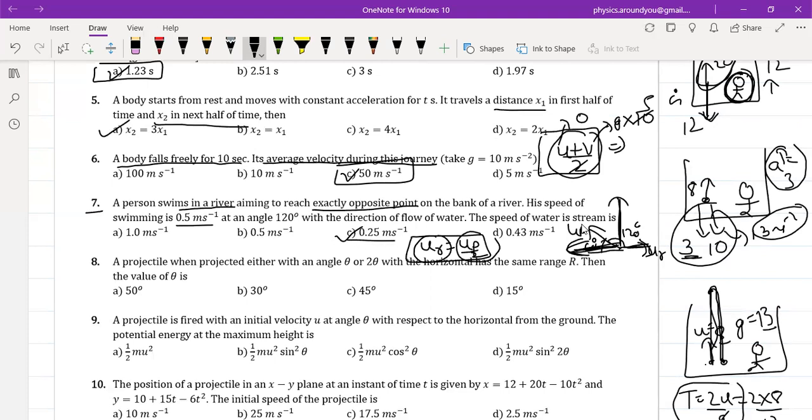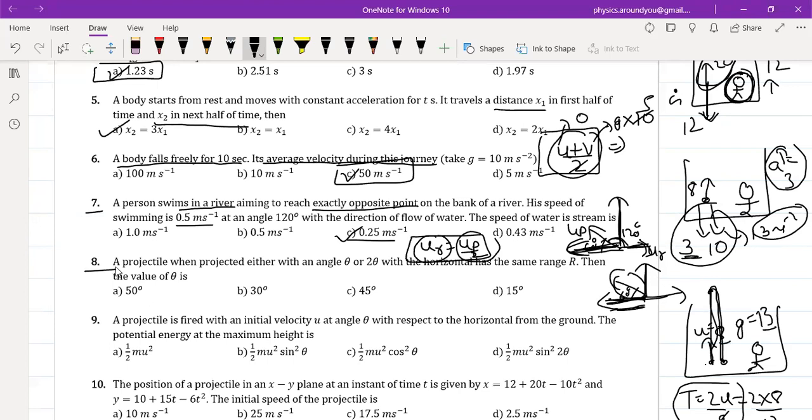How? Well, the logic is he's going at 120 degrees, so his smaller angle is 60. His horizontal component is towards the left. That should balance and cancel off the river component so that he gets to move exactly vertically. So it is half of his speed, around 0.25.